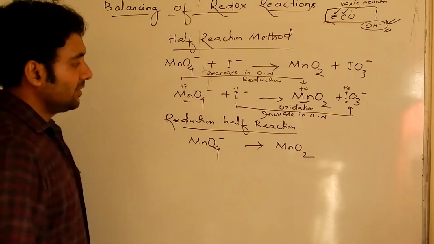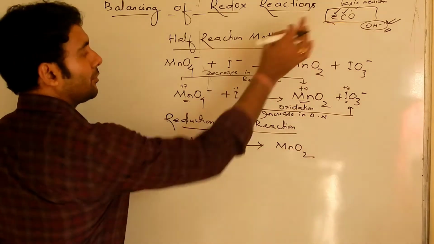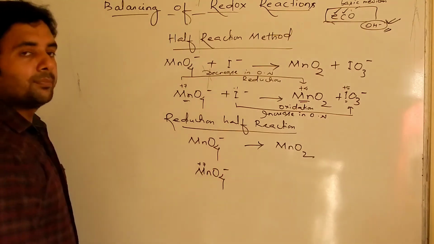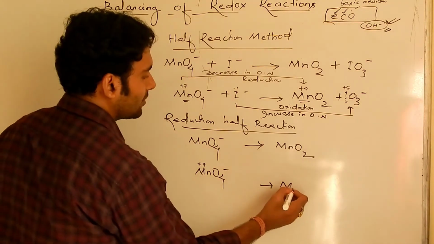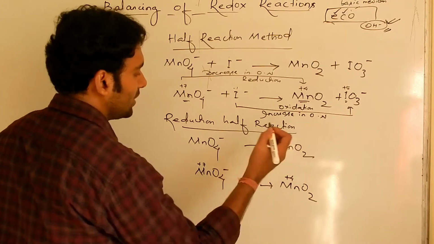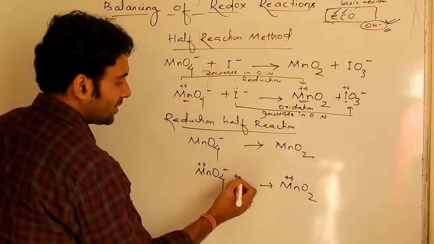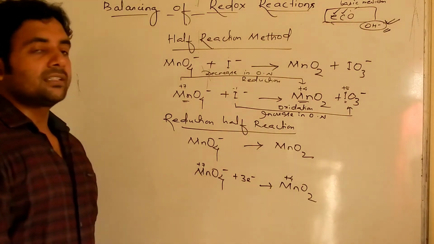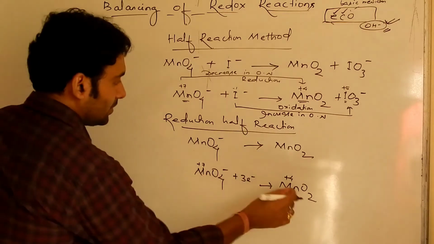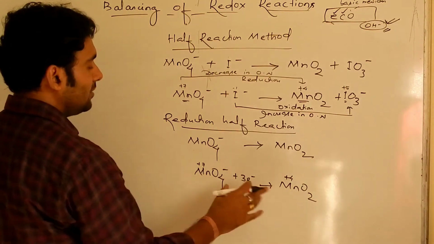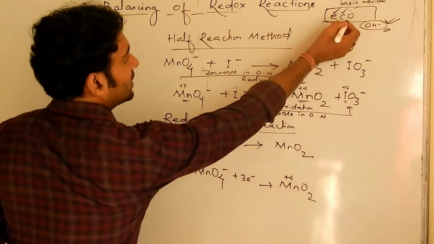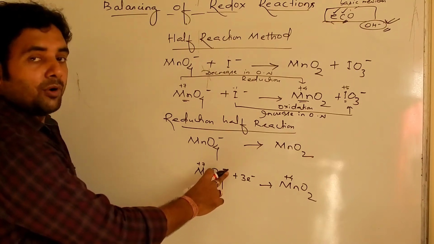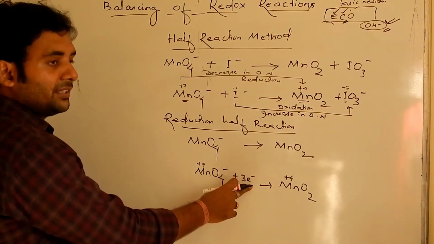First balance the reaction by balancing the electrons. In permanganate ion, the manganese is in +7 oxidation state. In manganese dioxide, the manganese is in +4 oxidation state. So there will be acceptance of 3 electrons, as reduction takes place where there is acceptance of electrons. So the electrons are balanced on both sides. Then go for balancing the charge. On the left hand side, see the charge: the permanganate ion carries 1 negative charge, and 3 electrons have 3 negative charge.